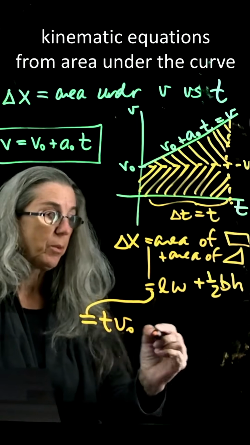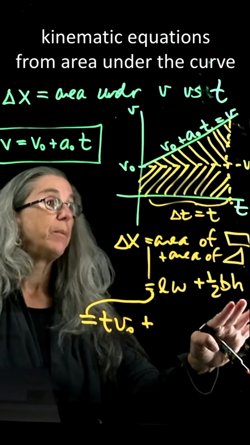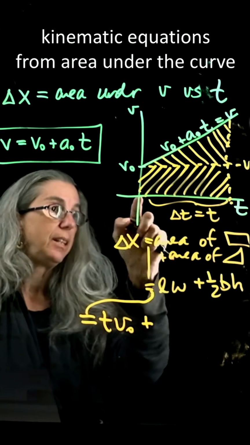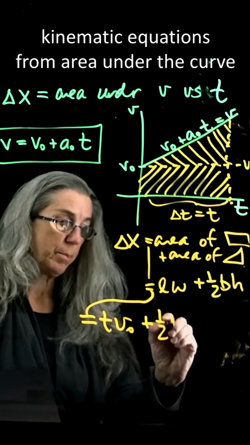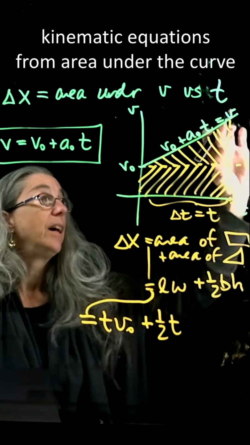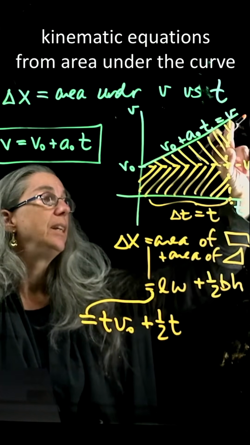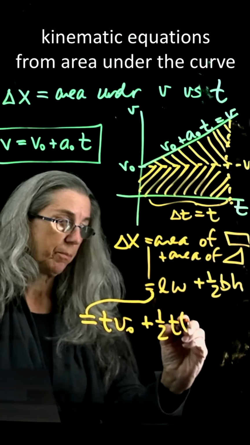So length times width for the rectangle, and then 1/2 the base times the height for the triangle. The base of the triangle is the t, so 1/2, and the base is t. And then the height of the triangle is just this part, which is the v minus v0.